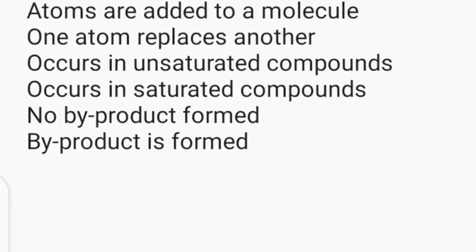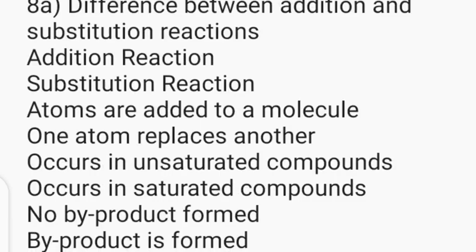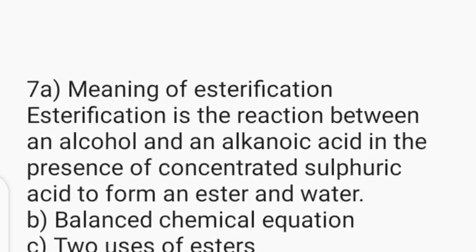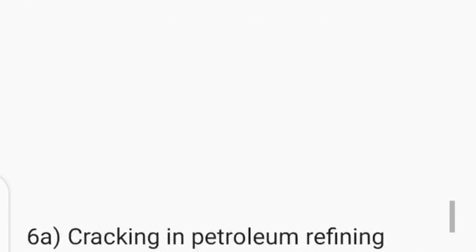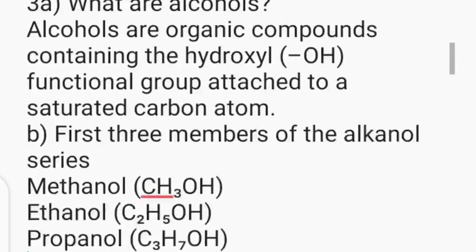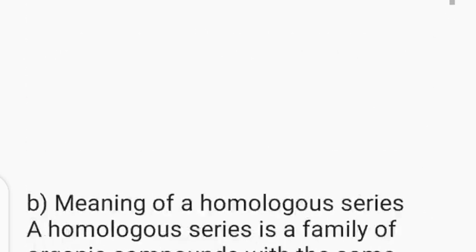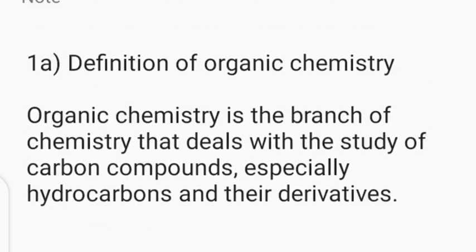Keep your fingers crossed. We are going to be looking at more and more other assignments which I'm going to be describing. Some will be taught in class, we'll do some experiments, and that's that. So let's quickly scroll to the back. So I think we have answered all the questions, like cracking, like isomerism, and then we talked about the definition of alkanoic acid. Then we also looked at alcohols, types of alcohols, then the homologous series, and at the beginning when we talked about organic chemistry.